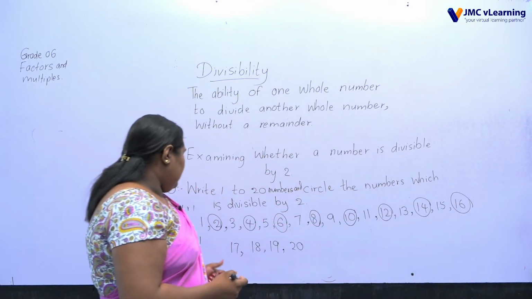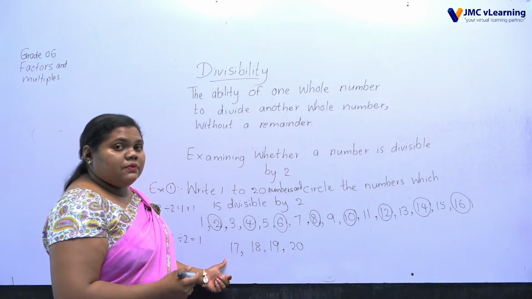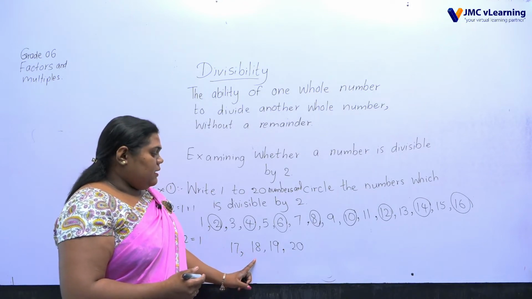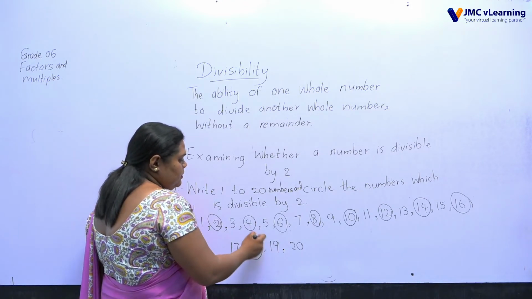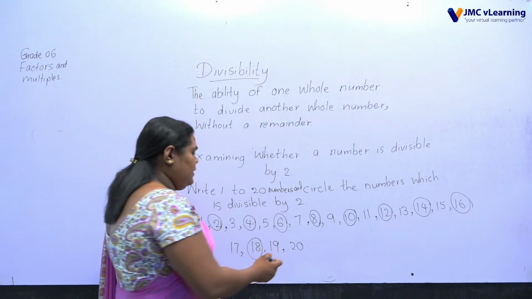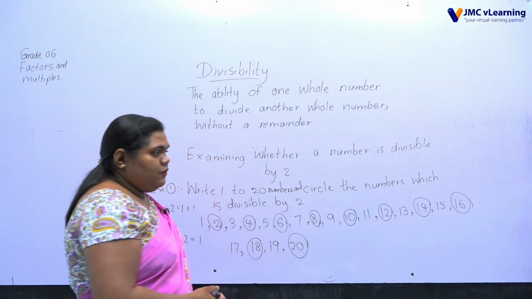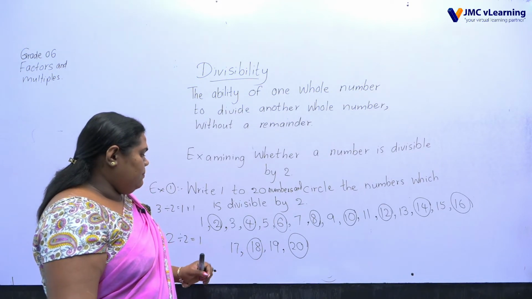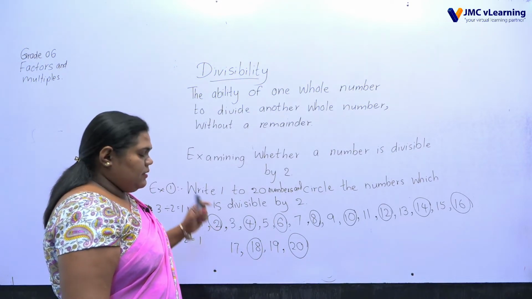Okay. After that 17. Can't. 1 is remaining. 18 can. 18 divided by 2 means 9. 19 can't. 20 can. Now if you observe these numbers, look at the last digit.